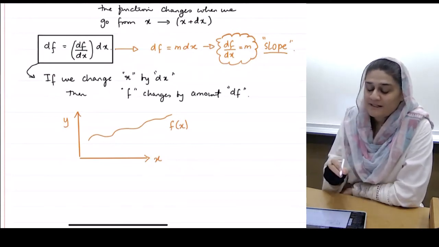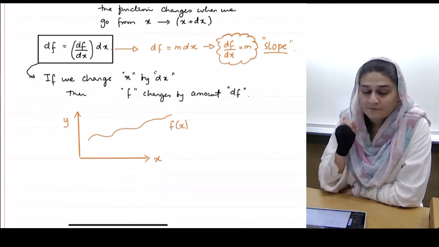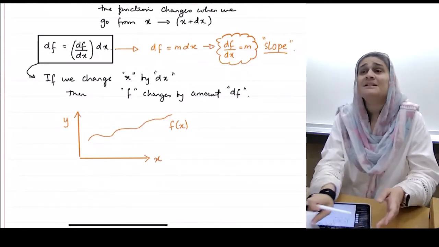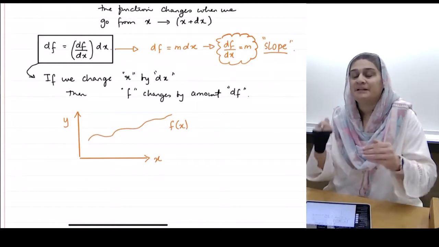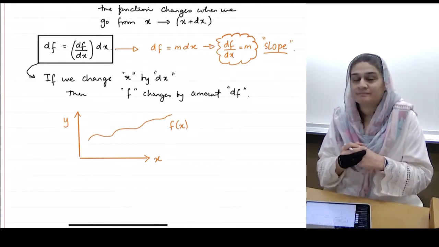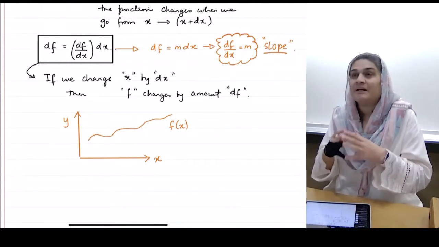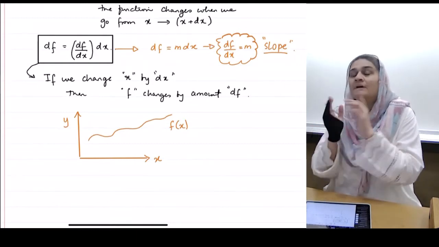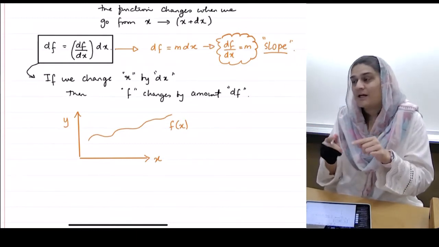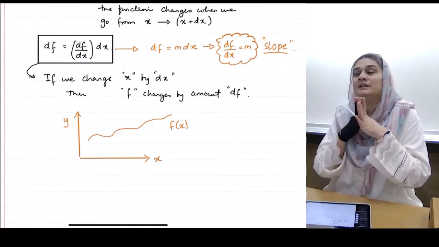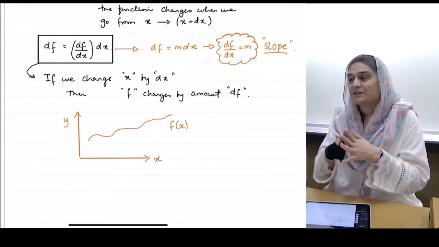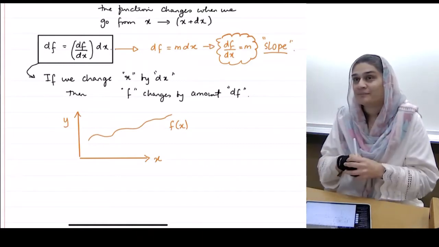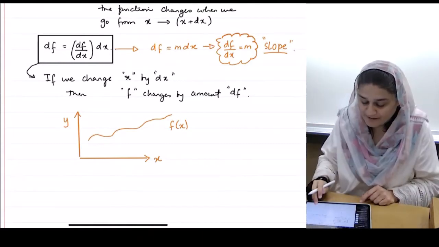Now, this is df over dx, correct? What does the d mean? The d means it is a total derivative of the function. Now, what if your function is not only depending on x, but it also depends on y and z? What will happen to that?